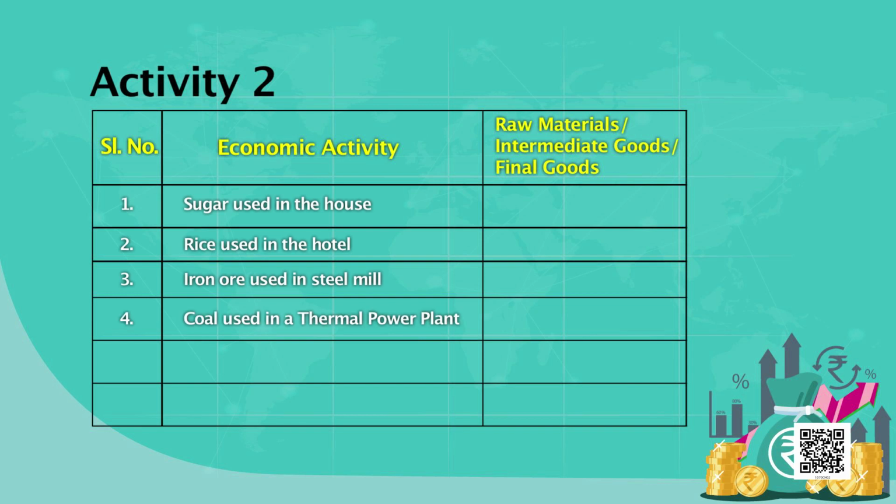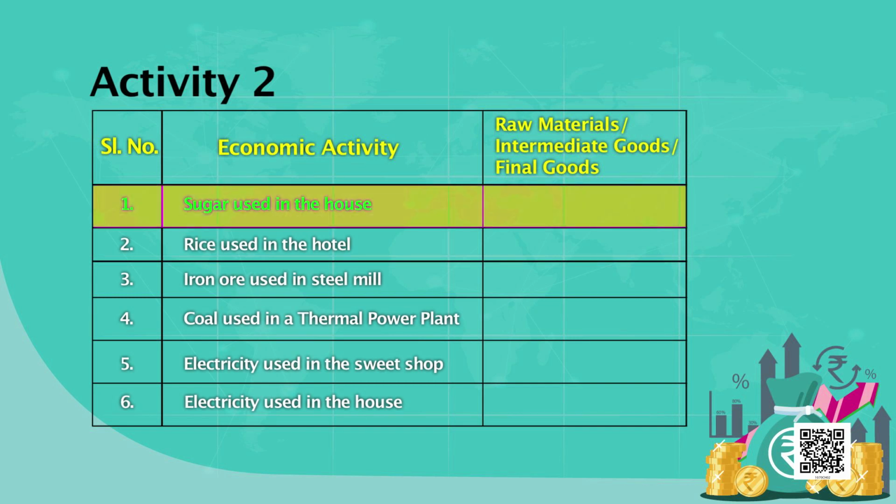Coal used in a thermal power plant, is it a raw material or intermediate good or final good? Electricity used in the sweet shop, is it a raw material or intermediate good or final good? Electricity used in the house, is it a raw material or intermediate good or final good? Okay, so you can just tell your answer.